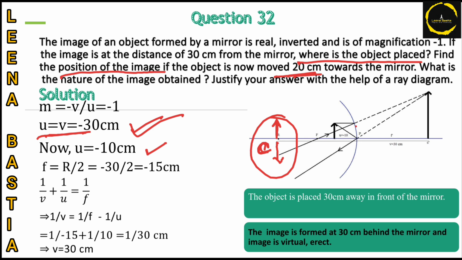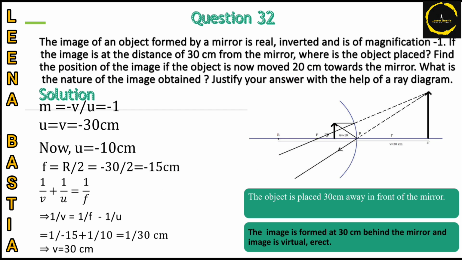That means the distance has been given as 30. That means this distance is r as well. So half of it is the focal length. Thus you will get minus 15 centimeter. I hope this part is clear. I am repeating this, children. u and v are equal, that means there is only one case, that is at the center of curvature, isn't it? And it is of same size, because magnification is 1.